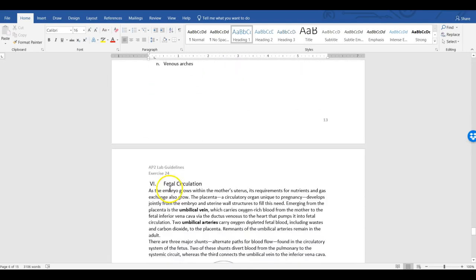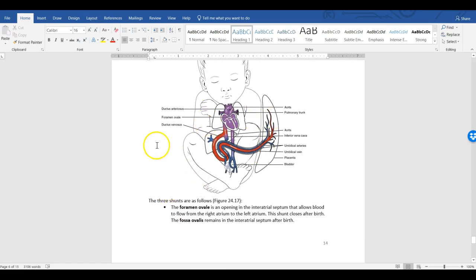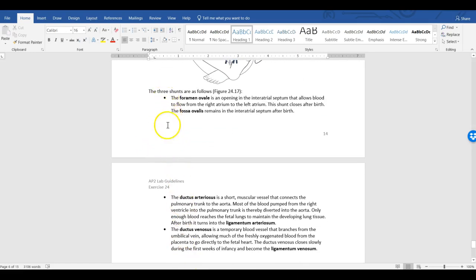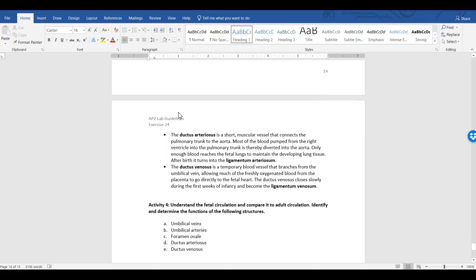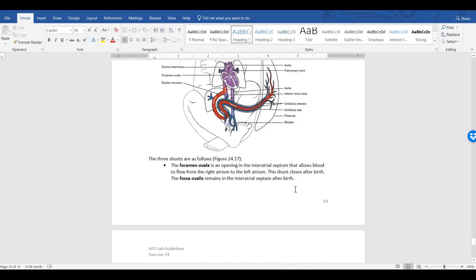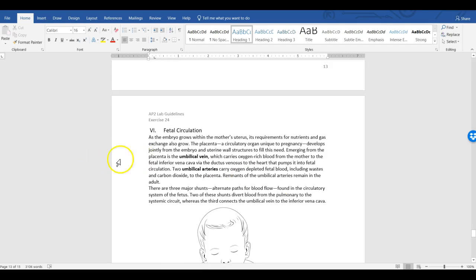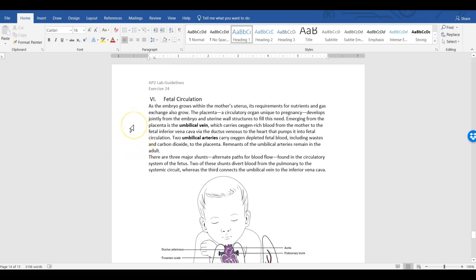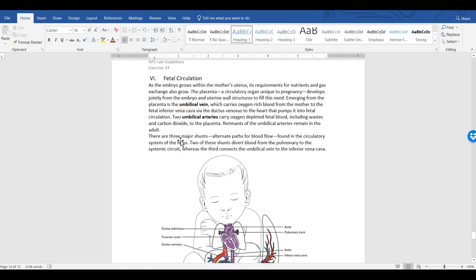But looking at your lab guide, here's the picture you can study, but just read this over and know the function of the foramen ovale and that it becomes the fossa ovalis, the function of the ductus arteriosus and that it becomes the ligamentum arteriosum, and the ductus venosum and ligamentum venosum. Then umbilical veins, umbilical arteries, know what they carry and the direction of their flow.